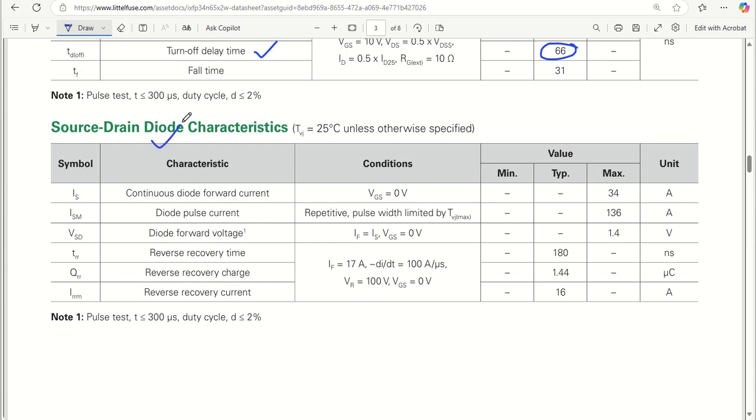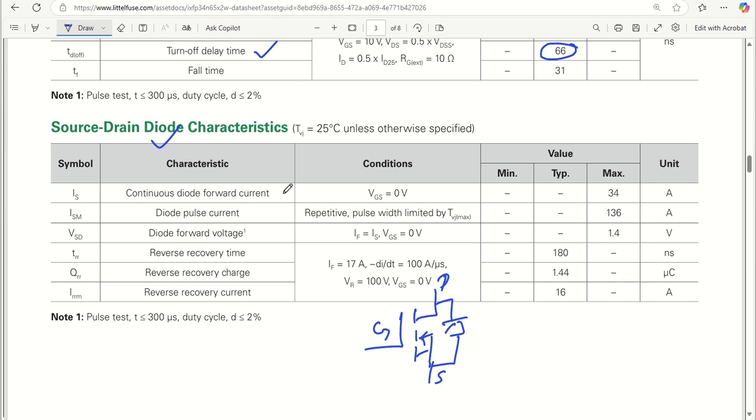Next, we have source to drain diode characteristics. As you have seen, the MOSFET looks something like this, and you saw that there was a diode between these two. This was source, this was drain, and this was gate, and this is the diode that is there. So this is having some characteristics.